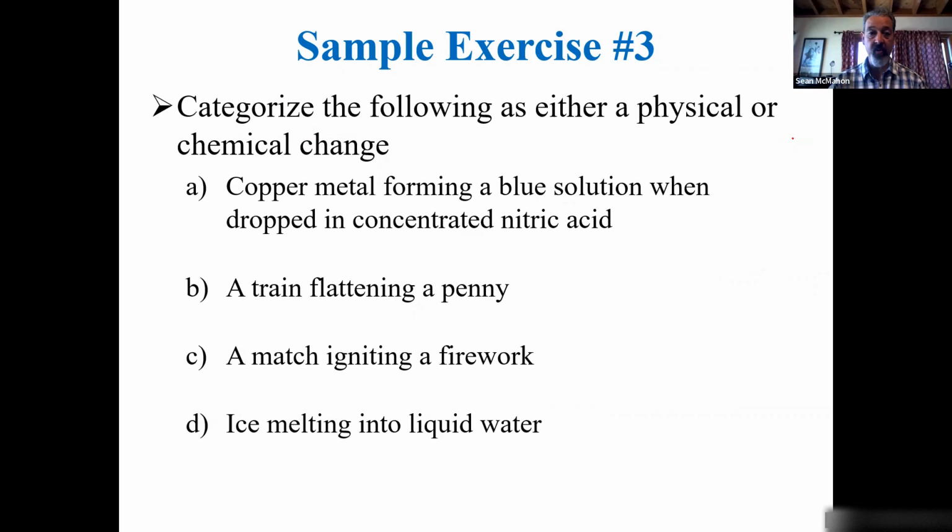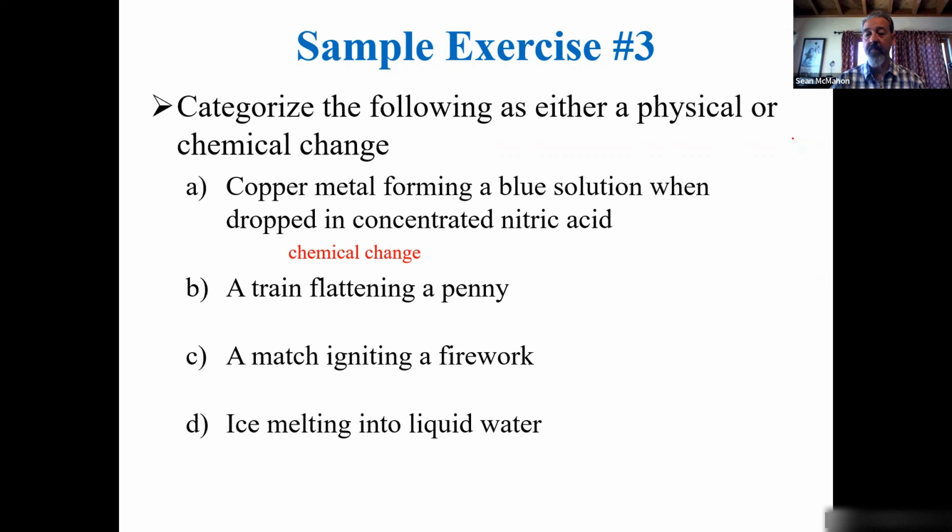Let's see how you're doing. And this will be it for the first lecture of chapter 3, where we were primarily talking about matter, how to categorize it, and how to identify physical and chemical properties. And to make it easy, how do we do that? We observe physical and chemical changes. So copper metal forming a blue solution when dropped in nitric acid. So you can just think, I take a piece of copper, I throw it in nitric acid, and now a blue color happens. Does that color change evidence of something? It's a chemical reaction, chemical change. There's a change in composition.